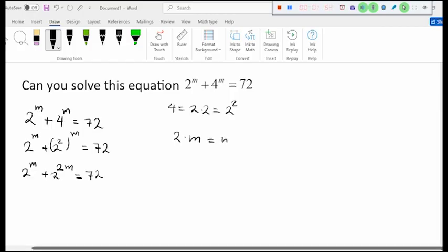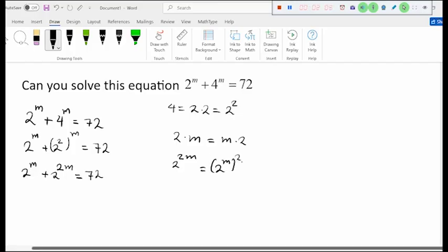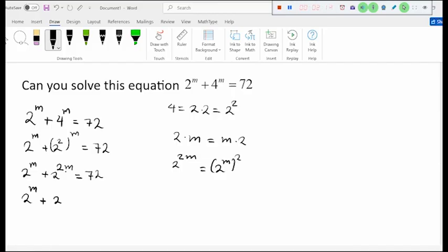2m we can write as m multiplied by 2. So instead of 2 to the power of 2m, we can write 2 to the power of m, all to the power of 2. Here we can write 2 to the power of m plus 2 to the power of m squared equal to 72.